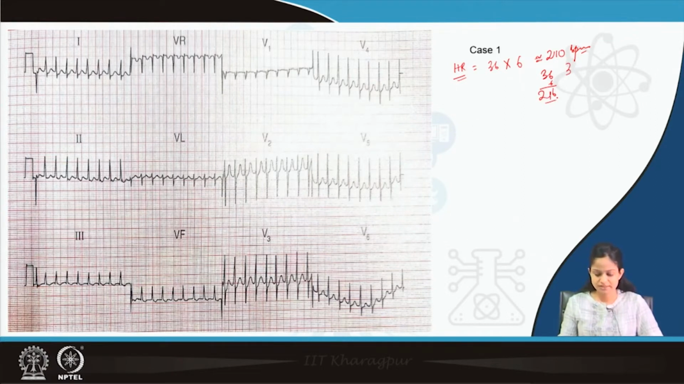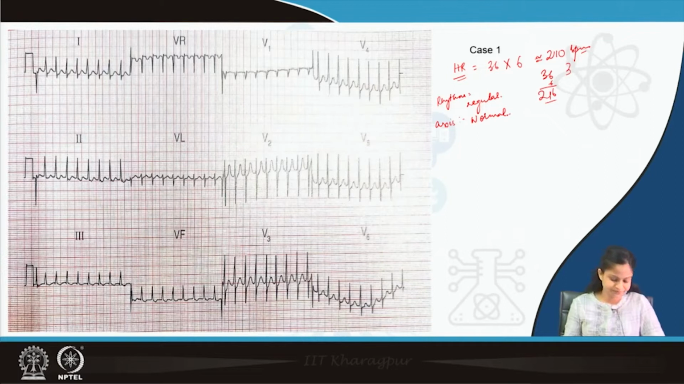Now, next we are supposed to see what is the axis. The rhythm is actually regular over here. Axis we define by the quadrant approach, that is lead 1 and AVF, which are both directing positive side. So, axis is normal. Now, we will see the QRS complexes, the waves over here. First and foremost, we do not get to see any P waves over here. In any of the rhythm, we are not finding any P waves. So, there are no P waves.